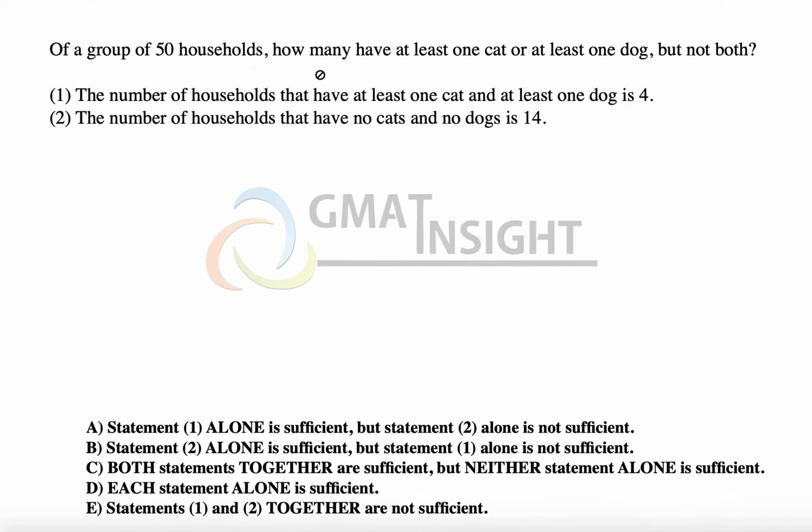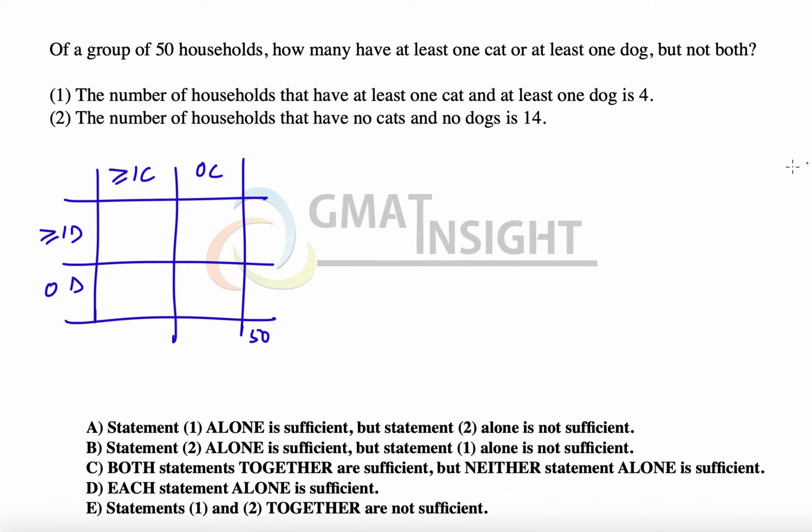Of a group of 50 households, how many have at least one cat or at least one dog but not both? So here we see that it's a question once again which requires us to draw a grid of two columns and two rows. So let's quickly draw the grid in which we have in one column the people who have at least one cat and people who do not have a cat. One row in which we have at least one dog takers and no dog families. Now this is the grid that we need to fill.